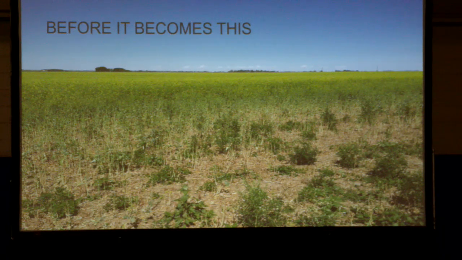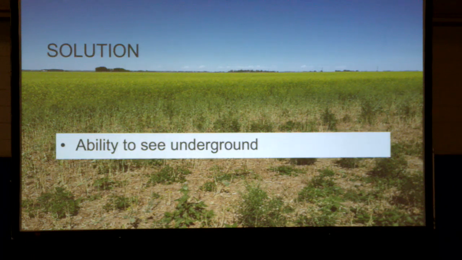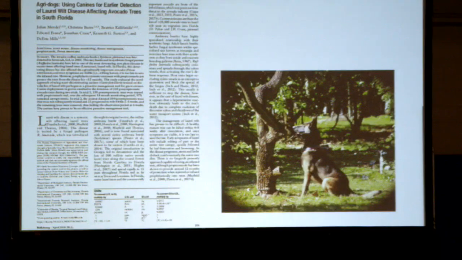Well, why can't we detect it early? Because it's underground and we can't see it. And when we go to scout for it, we have to pull plants up. If I pull 100 plants up, but I just happen to not pull the one that has the small swellings on it, I'm going to miss it. I need to be able to see under the ground. How do I do that? Well, I happened to read the same paper that Mario did, and I'm sorry if you can't read this, the paper on the left of the screen says, Agri-Dogs: using canines for earlier detection of laurel wilt disease affecting avocado trees in South Florida.